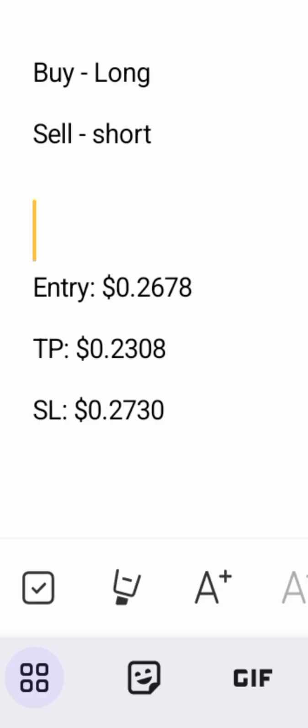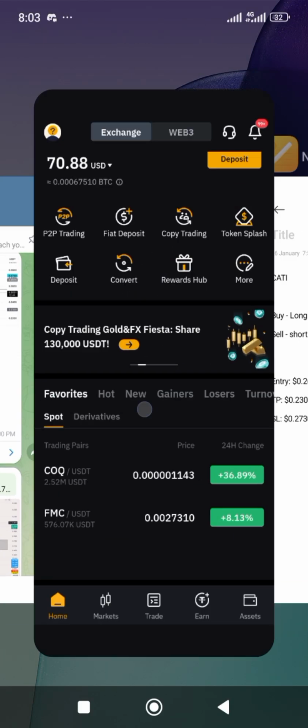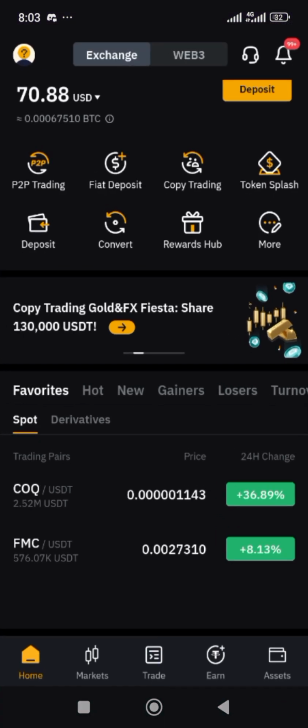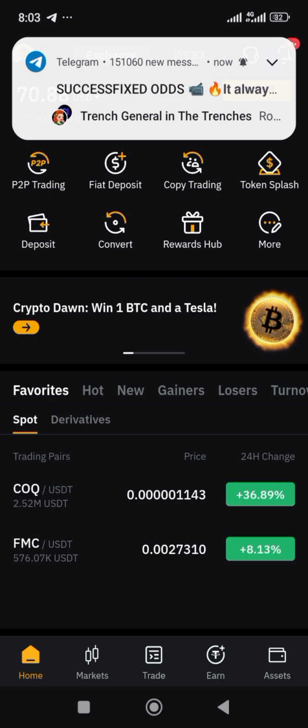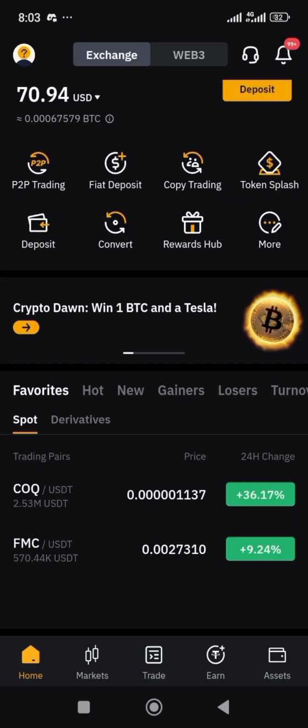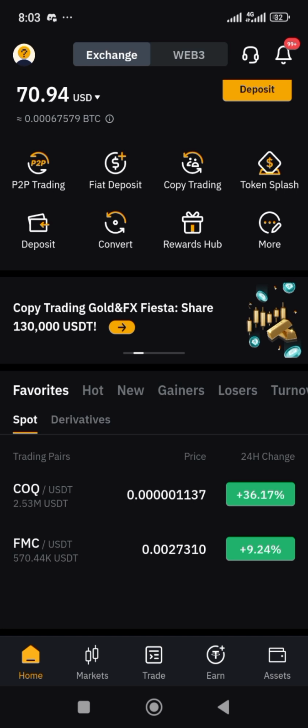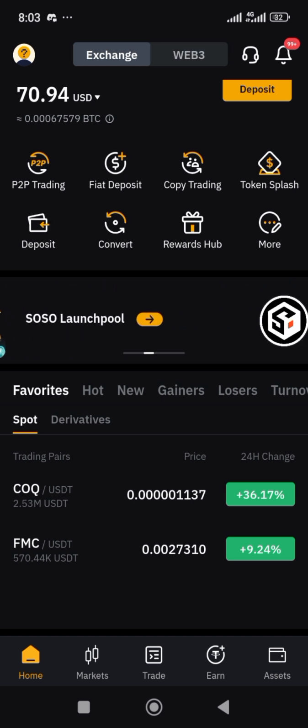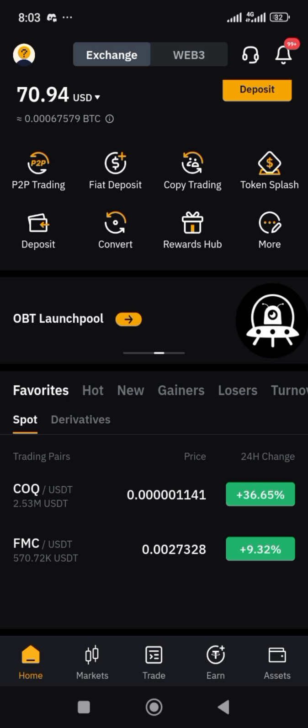Now entry point means the point at which you are going to enter the trade. If you look at this chart here, okay, let's go to trade. All right, so for you to be able to access futures or trade, you need to move money into your wallet. You need to fund your wallet. So let's go to assets.